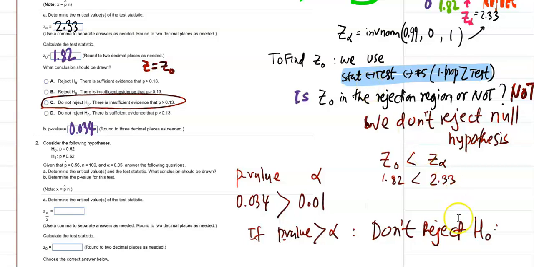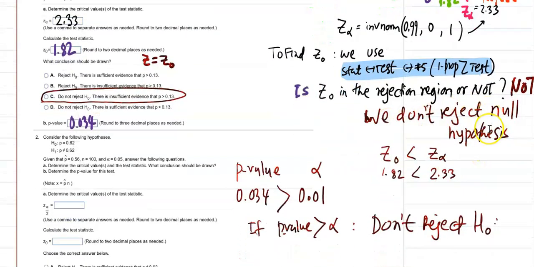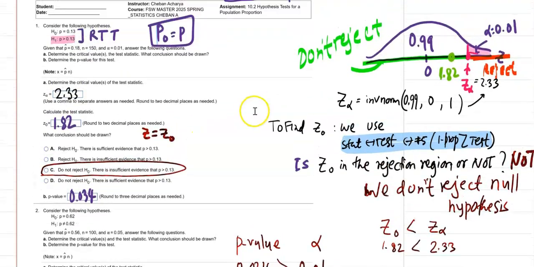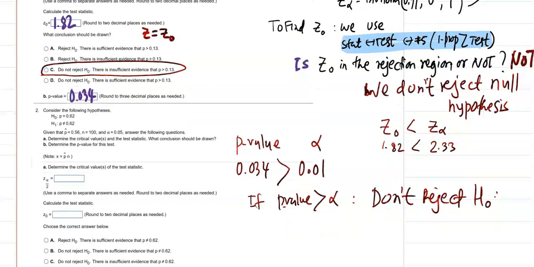So again, it doesn't matter which way you do it. If you do the classical method, you still say do not reject. If you do the p-value method, you still see do not reject the null hypothesis. This is quite a long answer for question number 1, because I did multiple ways to show the question. I hope you understand.